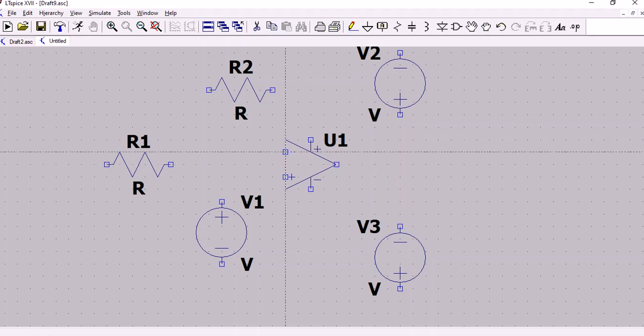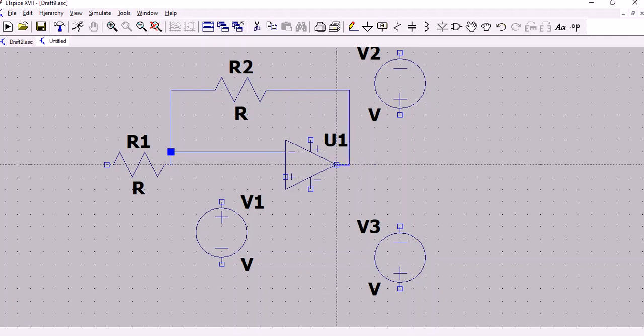The first connection that I am going to draw is the connection between inverting terminal and input resistance R1. The next connection that I am going to draw is the connection between feedback resistance and the input resistance. The next connection is the feedback resistance is connected to the output of operational amplifier. Now I am going to connect the non-inverting terminal to the input voltage. This is the basic circuit that is required for non-inverting operational amplifier.